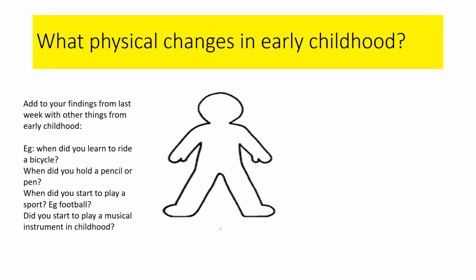So last week, I asked you to look at some physical changes, your own physical changes from between 0 and 2. So things like when you were first able to sit up, to crawl, to walk, and so on. This week, I want you to extend that to look at the physical changes in early childhood. So for example, when were you first able to ride a bicycle? When did you hold a pencil or pen? When did you start to play football or any other sport? Did you play a musical instrument as a child? What other physical things happened? So for example, when did you start to learn to run? There's lots and lots of things that you could add to this.